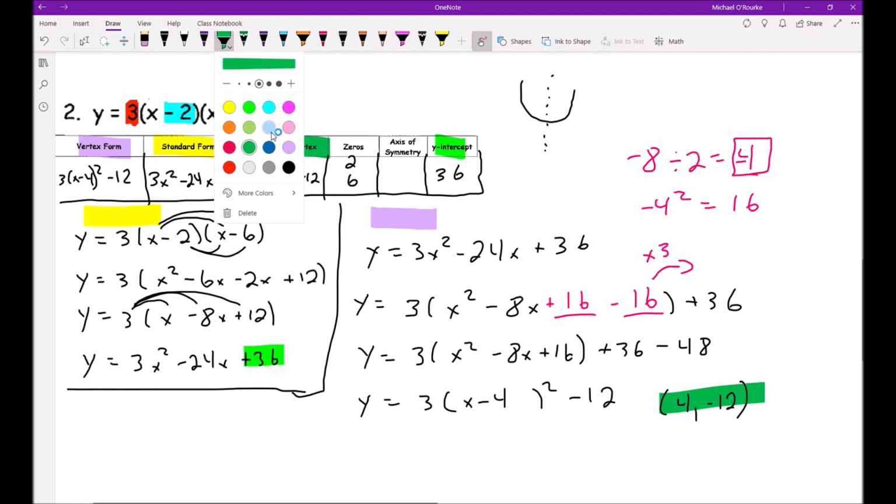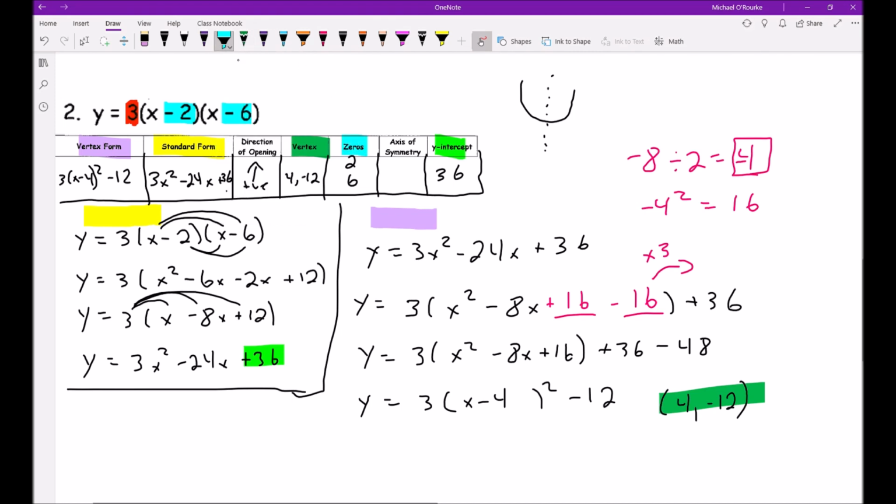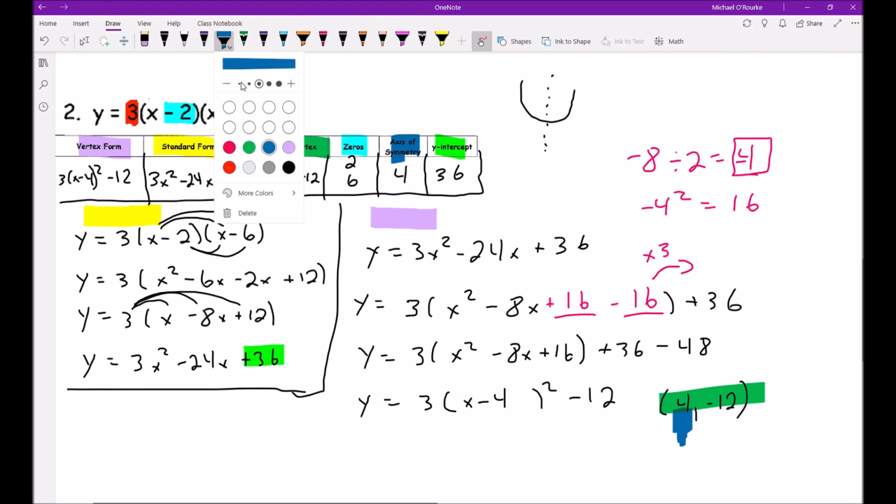What's my axis of symmetry, people? Somebody got it? Anyone? Axis of symmetry is my x value here, which is 4. Good. I gotta color code that red. Oops, which one's red?